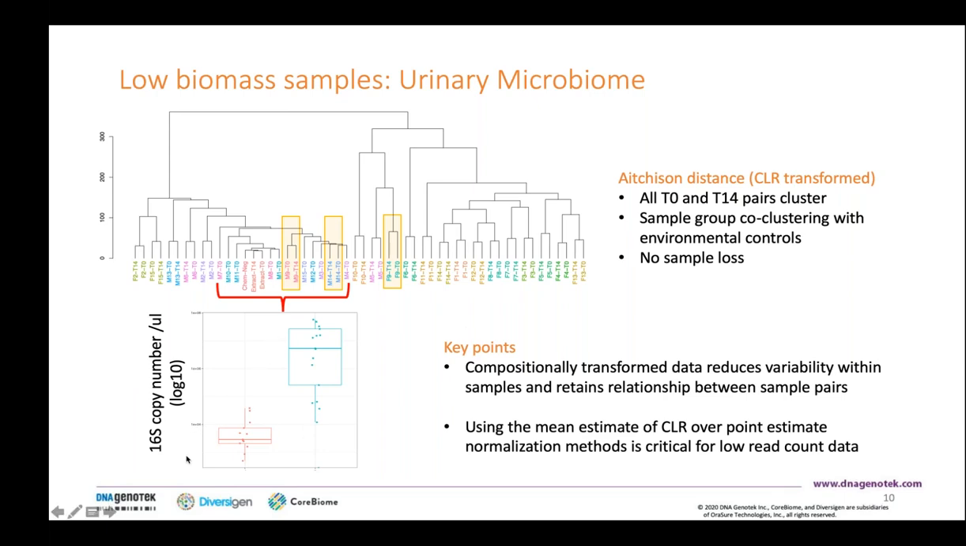And if we look at the 16S copy number of that sample group, measured by qPCR, compared to the rest of the sample set, they are on the extreme low end. This is about 400 copies, compared to the rest of the data set, which is closer to 500,000 16S copies.